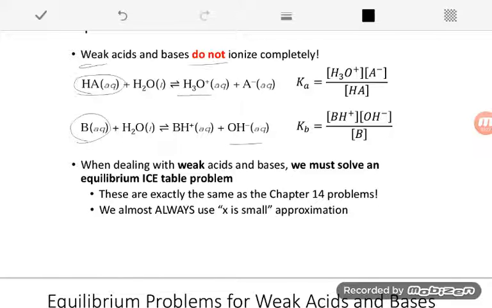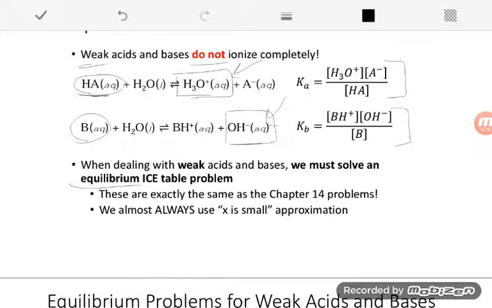Instead, based on how much we put in, we can figure out how much H3O plus or OH minus we produce by solving an equilibrium problem. So these are almost identical to the problems we did in Chapter 14. We can write an equilibrium constant expression. For acids, we call this Ka. For bases, we call it Kb, but it's just an equilibrium constant expression. And we can solve an ice table equilibrium problem to figure out these equilibrium H3O plus or OH minus concentrations.